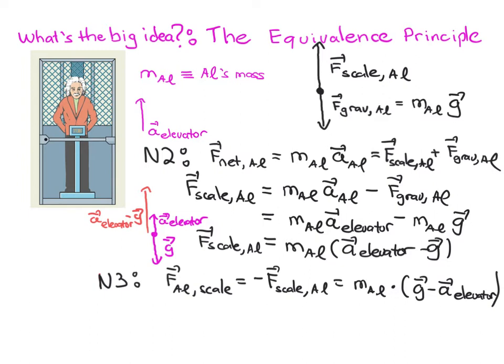And what the scale reads, another name for the reading on the scale, is your apparent weight. And what the scale reads is the magnitude of the force that Al is exerting on the scale. So we're going to call the apparent weight W sub apparent, and your apparent weight is equal to the mass of the person standing on the scale times the magnitude of G minus A elevator.